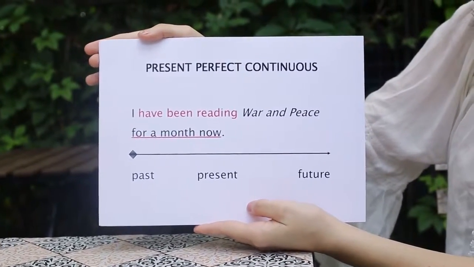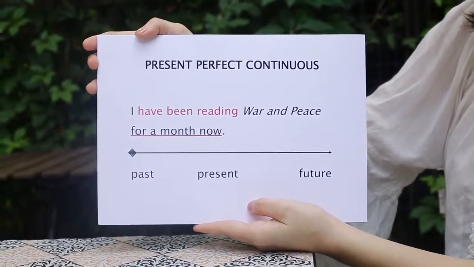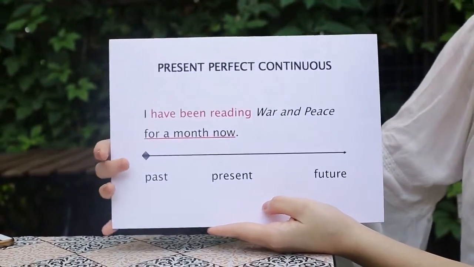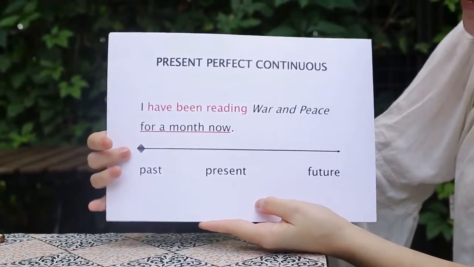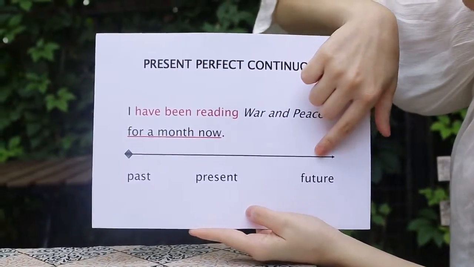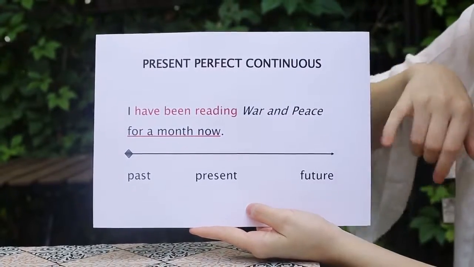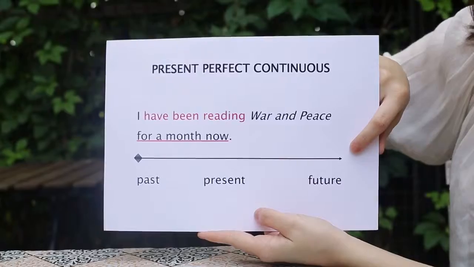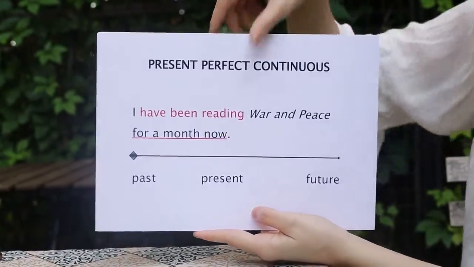I have been reading War and Peace for a month now, which practically means that I started at some point in the past and I've been reading it ever since. So for 30 days I've been reading it, and given the length of Tolstoy novels, I will probably continue to do so in the future as well.